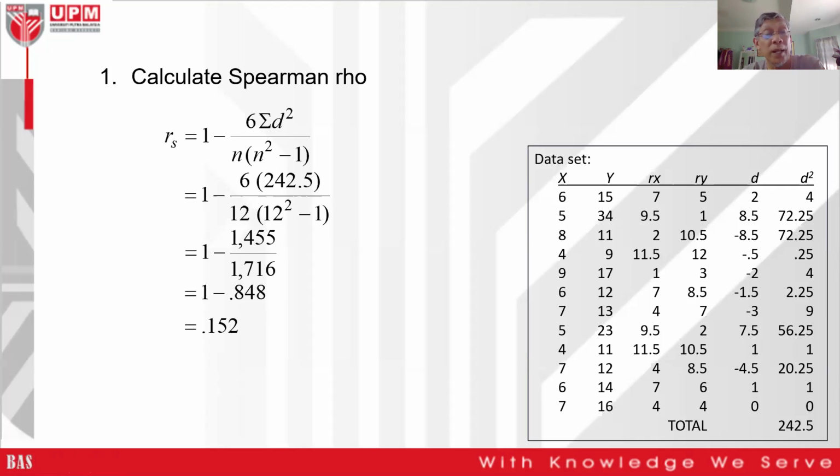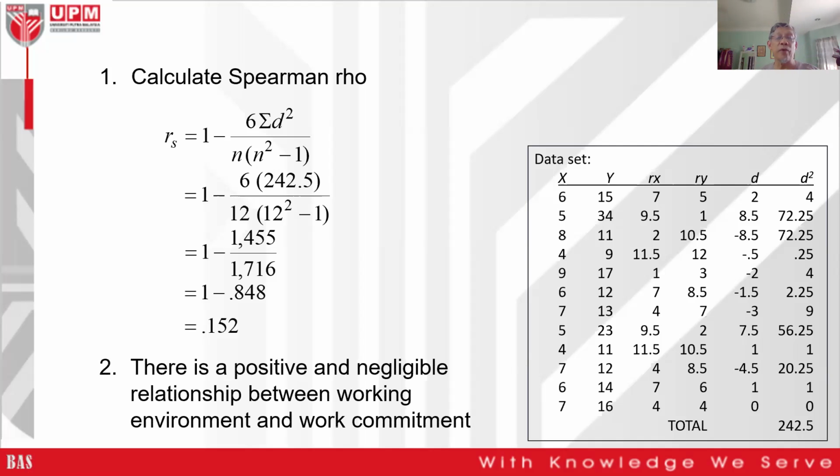Very straightforward. But the tricky part is you need to rank your X, rank your Y, calculate D square, and what we want is summation D square. Once you get that, you can plug the value into your equation and solve for rs. That takes care of question number 1. Question number 2: what can we explain when rs equals 0.152? We are saying that there is a positive relationship. Why positive? Because there is no indication of the sign. No sign means positive. Therefore, there is a positive relationship. And what about the strength?